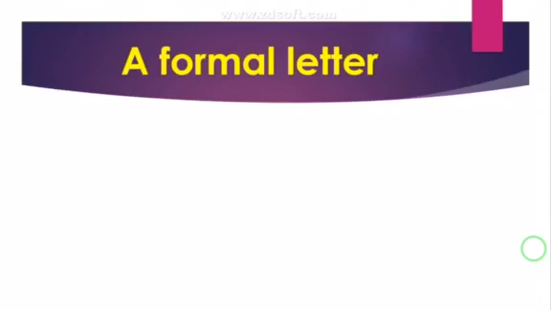Here are some examples of the types of writing. Number one, how to write an essay, and of course, it has its own style. Number two, how to write a story, how to write a paragraph, how to write an informal letter, etc. Each one of them has its own style. So if you want to write a certain thing, there are some steps that you must follow to write it correctly. Okay, a formal letter.